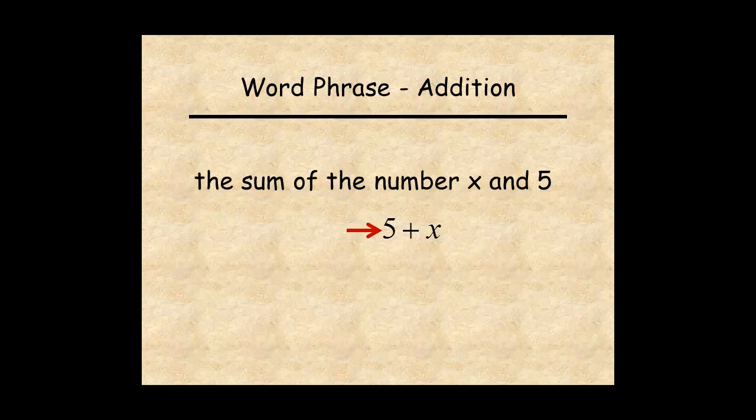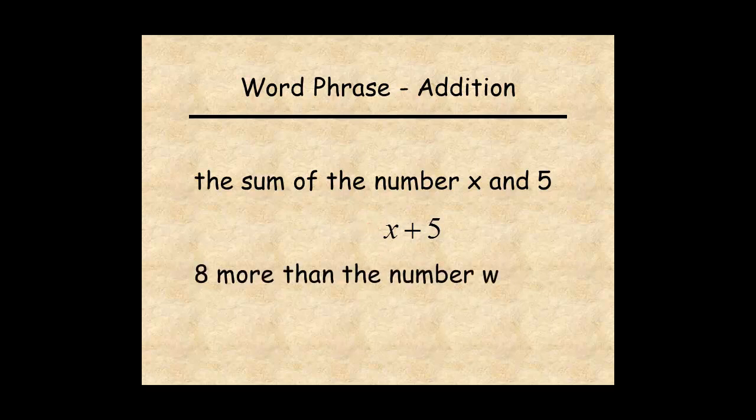However, it's probably a good idea to be careful that the expression matches the phrase. The phrase 8 more than the number w is written as w plus 8. Again, because of the commutative property, the order doesn't matter. But logically, the 8 more than should come after the w.